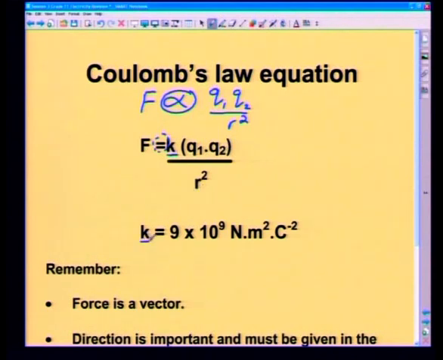And the value of k, which is a constant, is given as 9 by 10 to the power 9 Newton meter squared per Coulomb squared. That is the value of k that we're going to use in calculations when we make use of Coulomb's law.